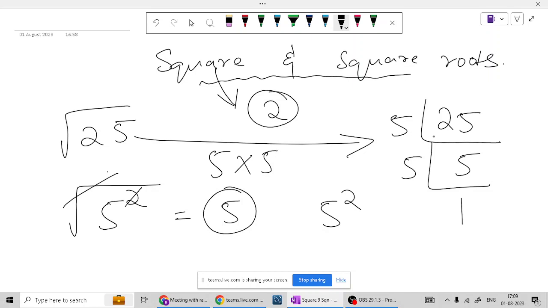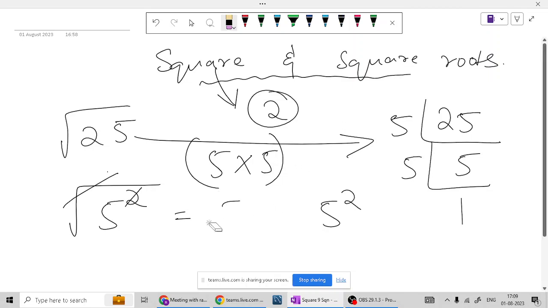So you have to pair. First you find the prime factorization. Whatever answer you get, just pair it like this, two values each. You get 5.